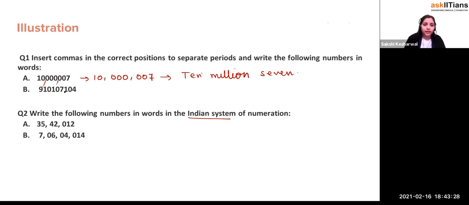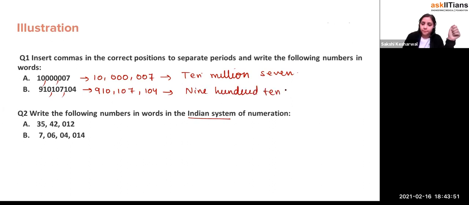Now just insert the commas again like this. So this, and then again this, and then that's it. So this is equal to what? 190, then 107, then 104. So this is equal to 910 million, right? So this can be written as 910 million, 107,000, right?